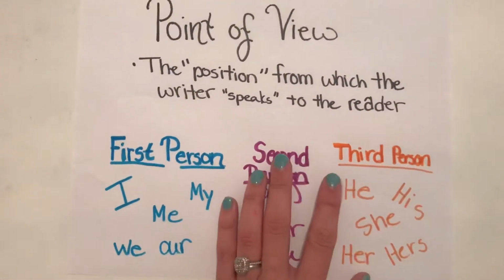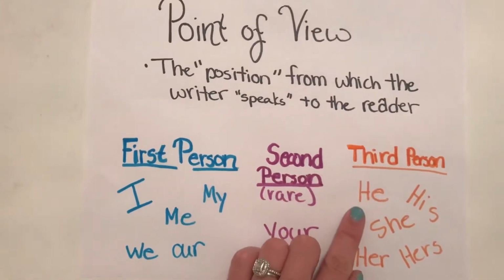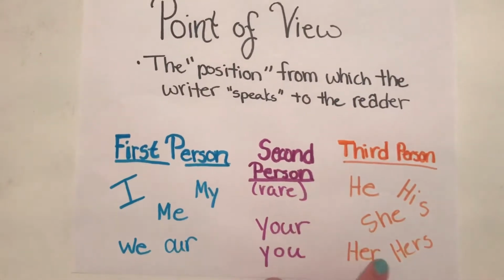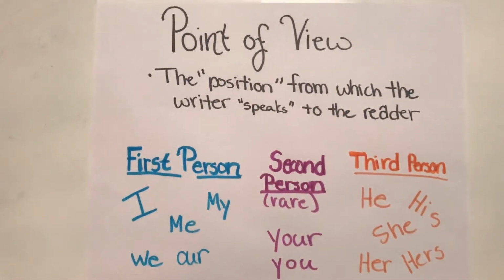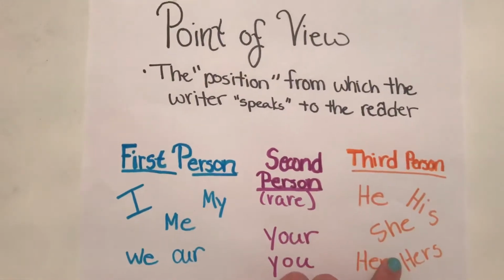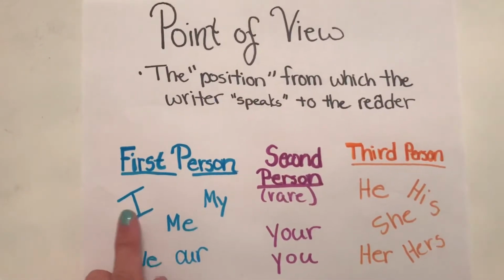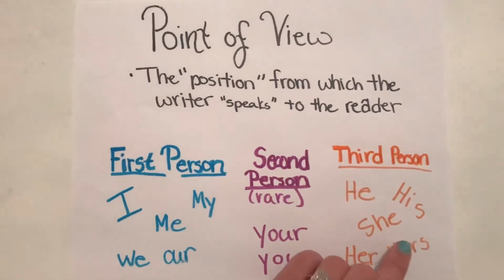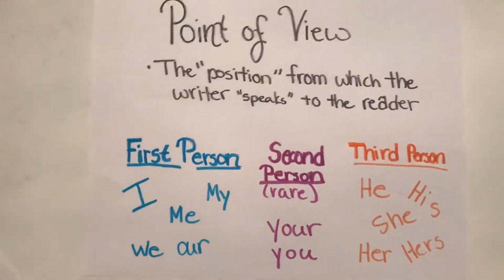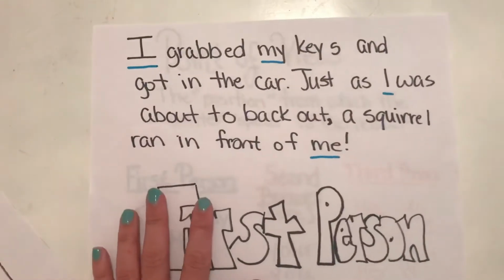And finally, there's third person point of view. This is the other common point of view along with first. In this type of point of view, the author will use words like he, his, she, her, or hers. Later on, we'll talk about third person omniscient versus third person limited. But for now, you just need to remember first person speaks from I, me, my, we, or our, while third person speaks using he, his, she, her, or hers. So let's look at some examples of this to make it a little bit easier to understand.